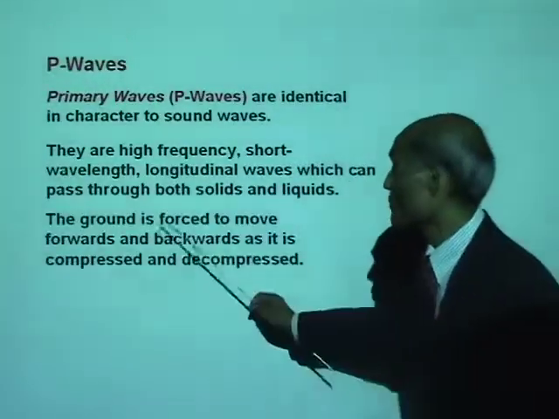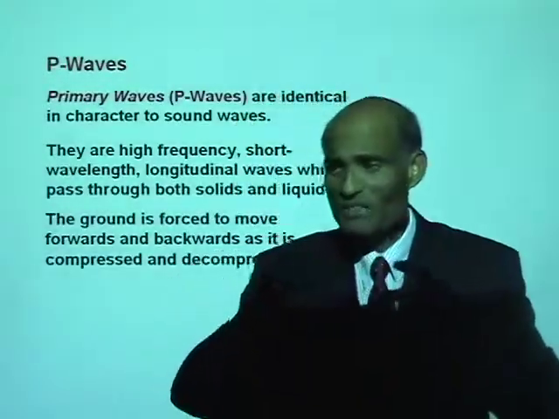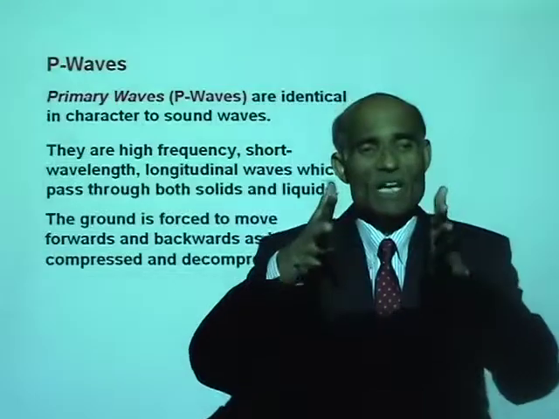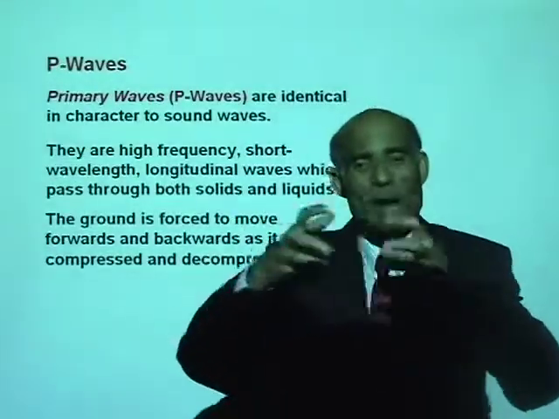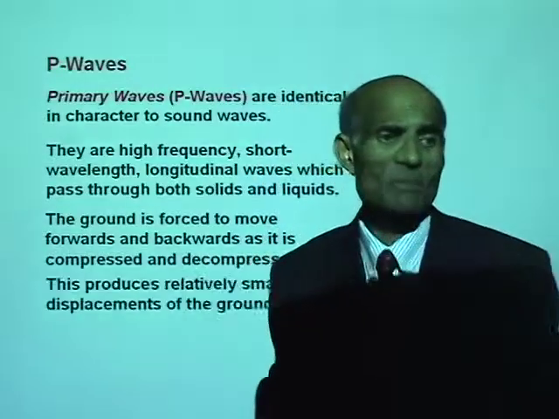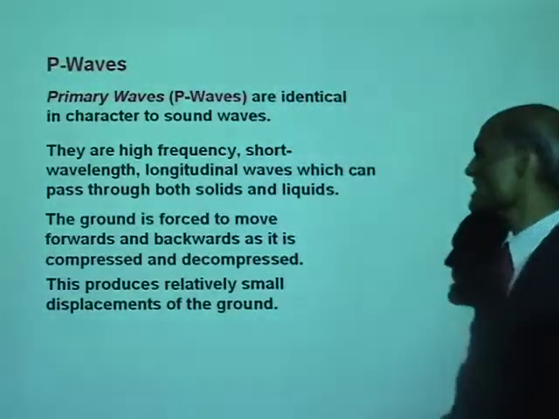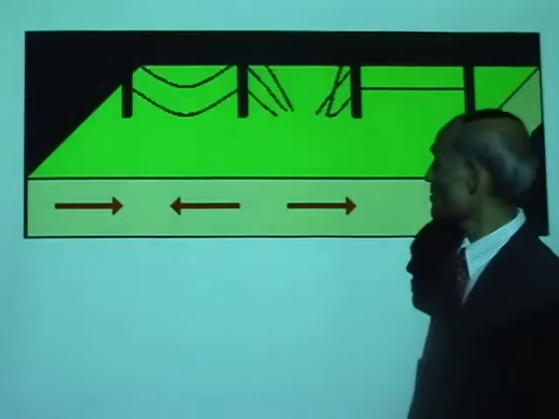Now, the ground is forced to move back and forth. Yesterday I demonstrated that to you, that a longitudinal wave is a back and forth motion. Now let me see if I have a picture. I think I have a picture. I'll show it to you. This produces relatively small displacements on the ground.